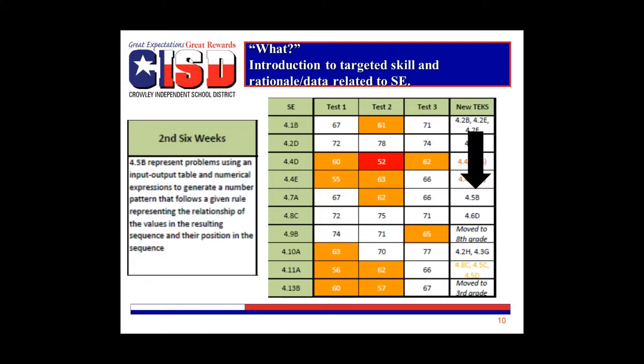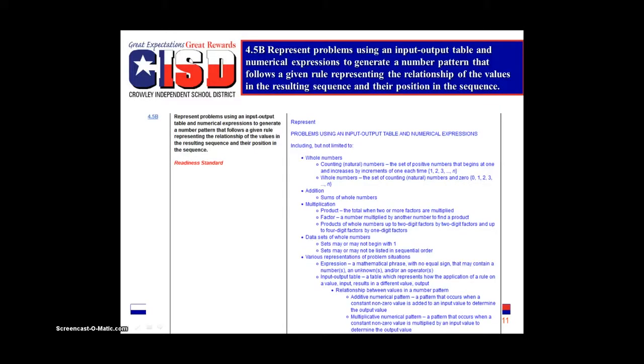In 2014, there was an increase in the performance of this standard. We have selected 4.5b because this is the only readiness standard in the second 6 weeks that has data from the 2014 STAR assessment. Now let's focus specifically on the readiness standard 4.5b. As you can see, this is a readiness standard.